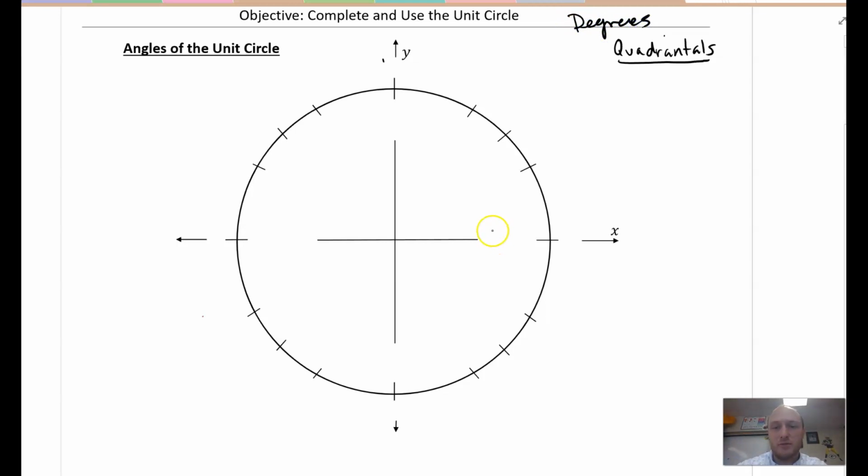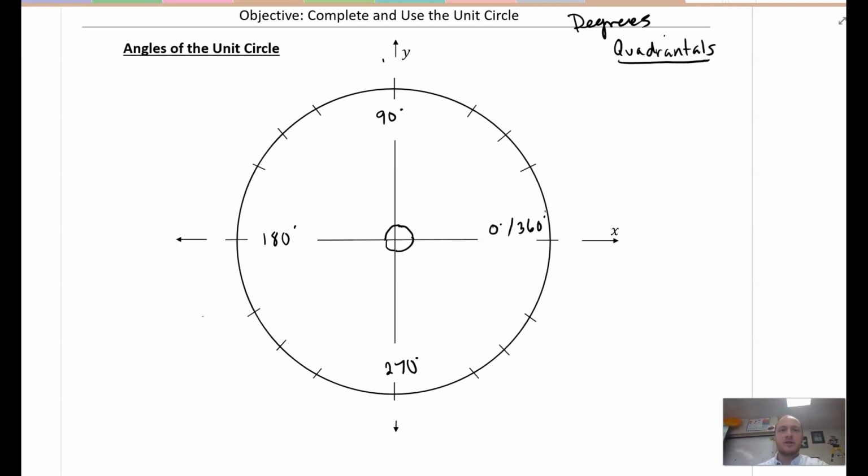So I'm going to start off here. This will be 0 degrees, right? My angle ends here. Okay, and then if I go around here, this is 90 degrees. Then I can continue around here. This is 180 degrees. And then if I continue another 90, that is 270 degrees. Then all the way around, this takes me back to 0, which is what we call coterminal with 360 degrees. Okay, so those are all of our quadrantals.